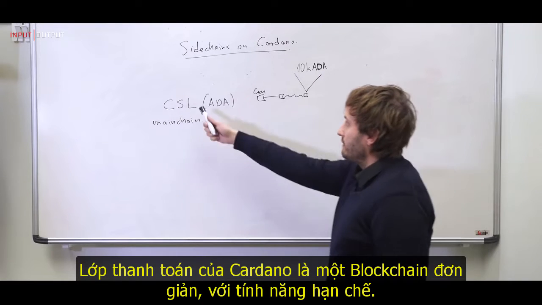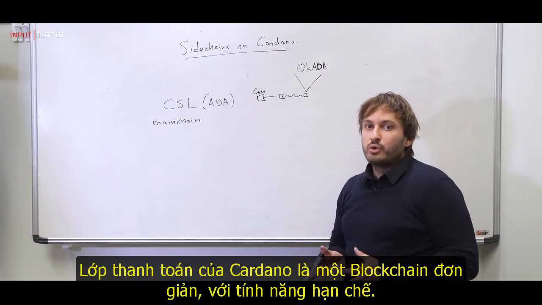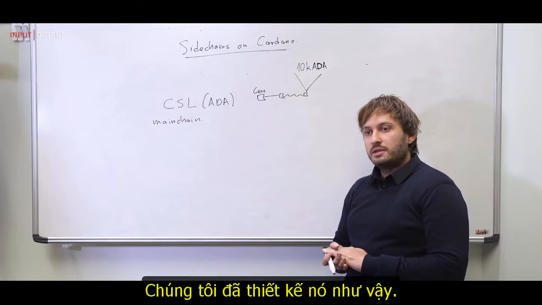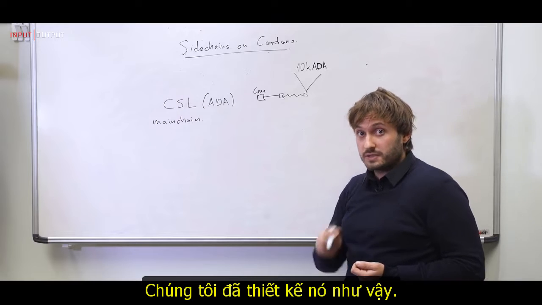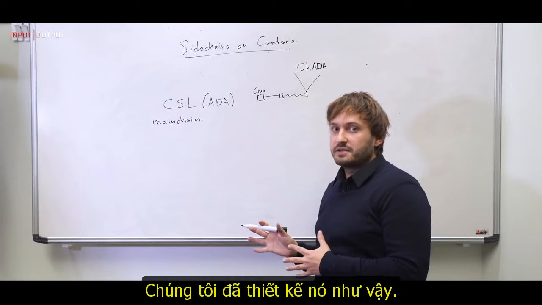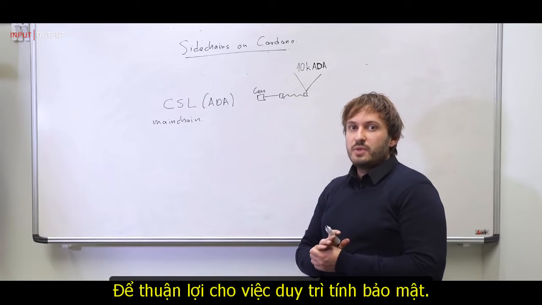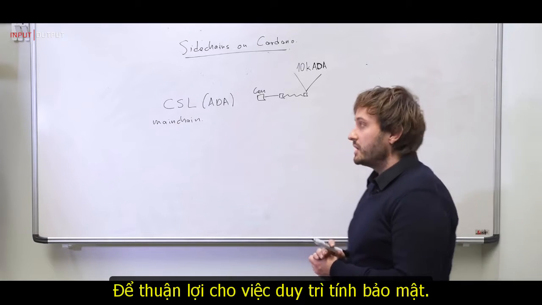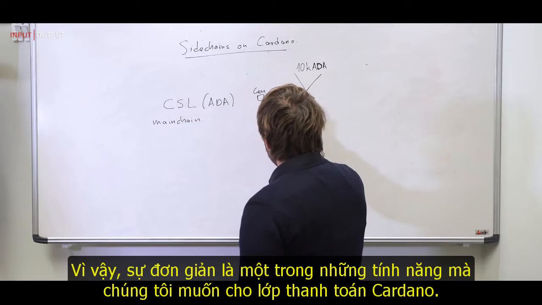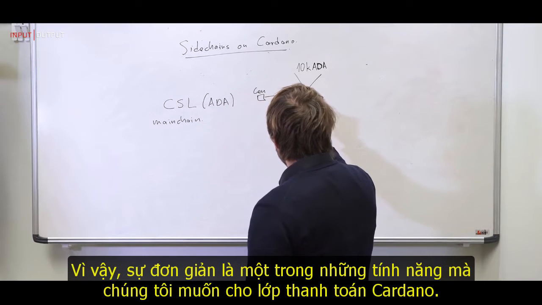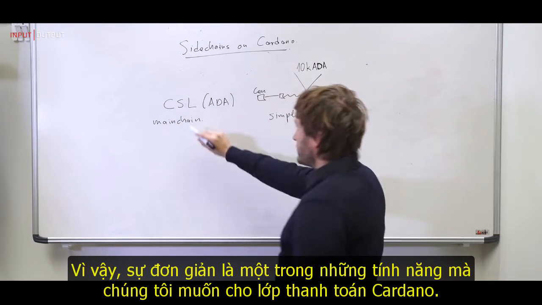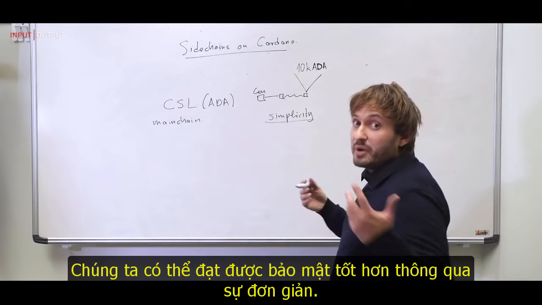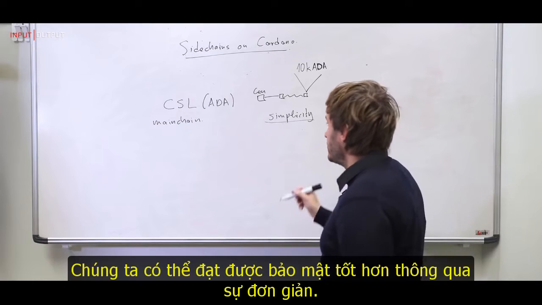The settlement layer of Cardano is a simple blockchain. It has very limited features, and this is a choice. It's a design choice. We have designed it this way so that it remains simple and so that we can audit its security. So simplicity is one of the features that we want for the Cardano settlement layer, and this is because we can achieve better security through simplicity.